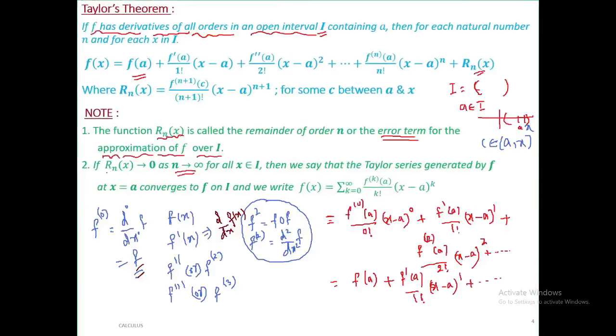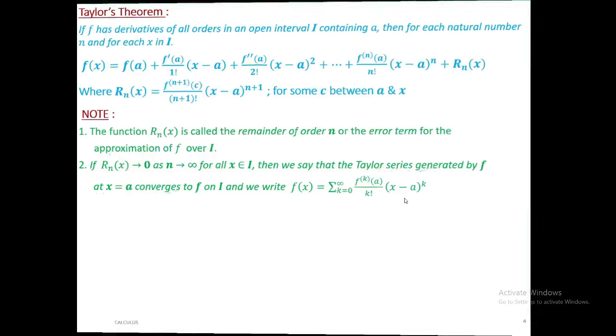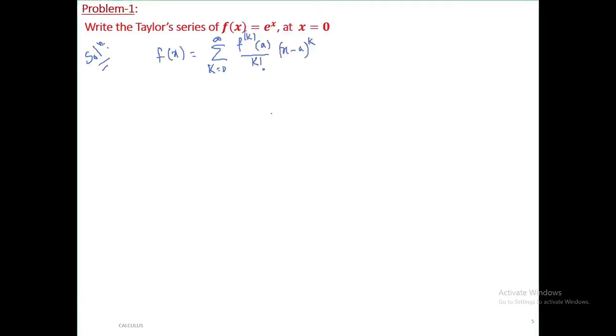Look at the third point. If Rn x goes to 0 as n tends to infinity for all x in I, then we say that the Taylor series is generated by f. Initially it was Taylor's theorem, right? Now it is the Taylor series generated by f at x is equal to a, and it converges to f. That means this entire sum is converging to f of x. So there is no error term here. If the error term is 0, then we will get the exact sum. If the error term is present, we will not get the exact sum, so there is error in the sum.